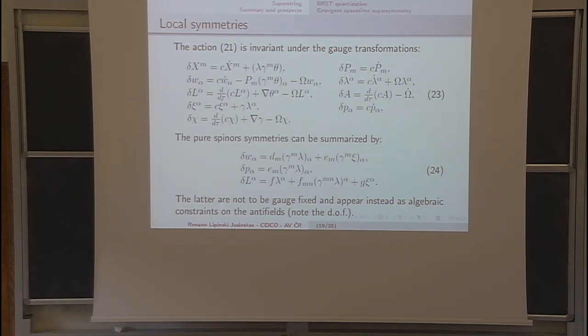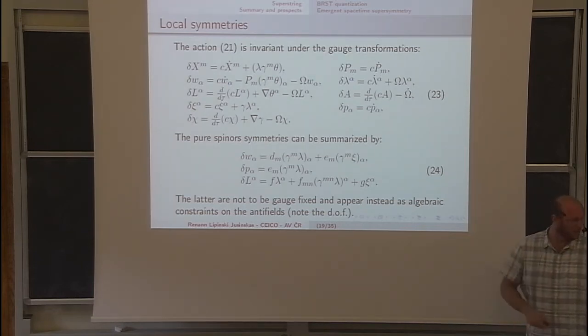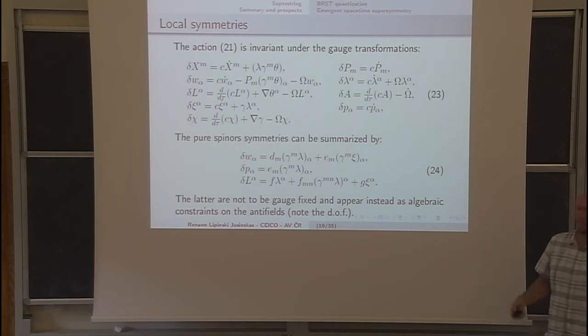And of course, these pure spinor symmetries that we had before have to be extended to this bigger phase space. Right? So what we had before was just dm, f, and fmn, and now we have these other two plus these other components. And all of these gauge symmetries, pure spinor symmetries, have to be taken into account because they will appear later as constraints on the anti-fields, and they precisely give you the components you need to form the 16 independent components of this theta alpha.